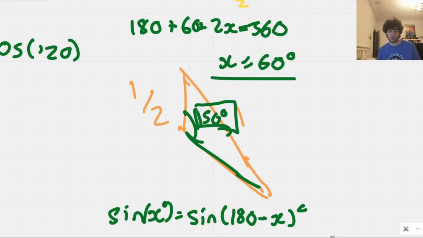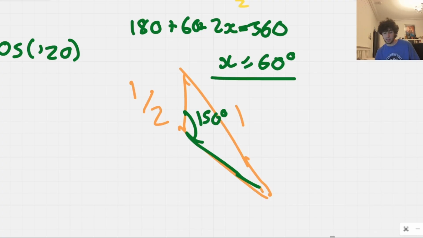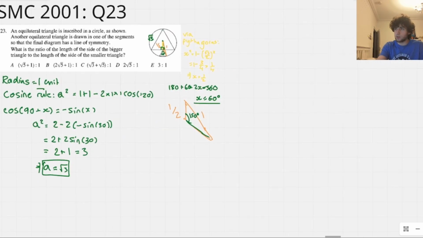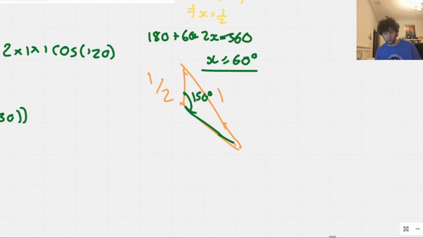Because with triangles you need the sine rule, cosine rule, etc. If we have not nice angles, we're going to struggle to do that. So SMC will always pretty much give you nice angles, so that you can do it without a calculator, because you're not given one. So there you go, 150, that sounds right, and it is right. Now that we have that angle, we can calculate the side length of our smaller equilateral triangle. So let's just do that.